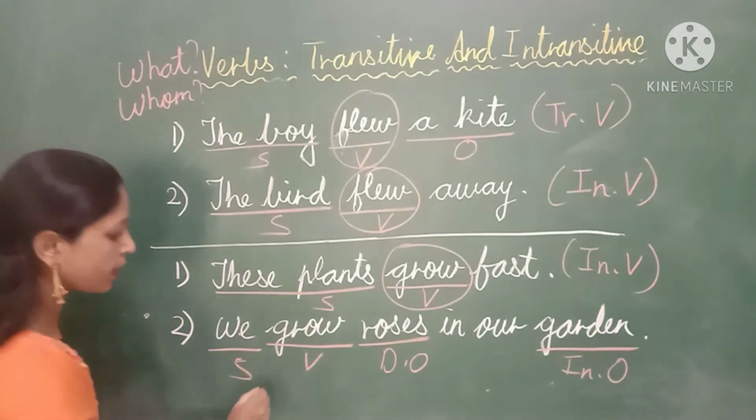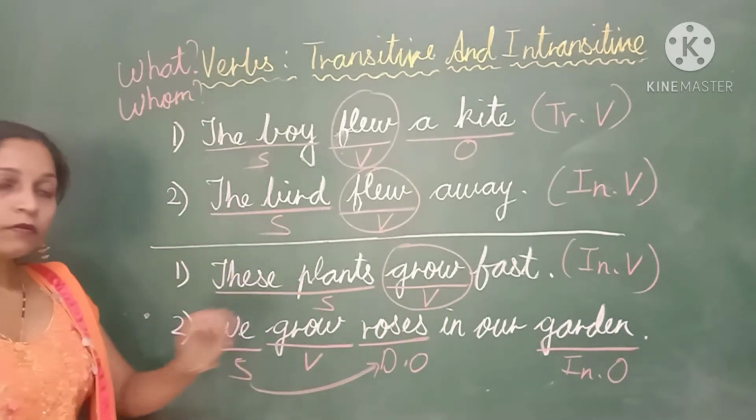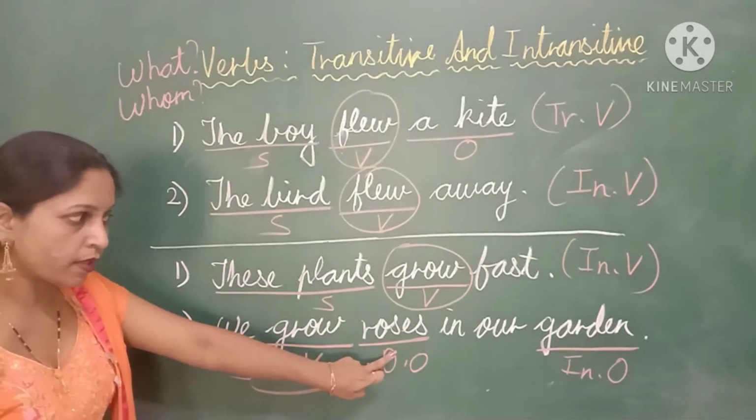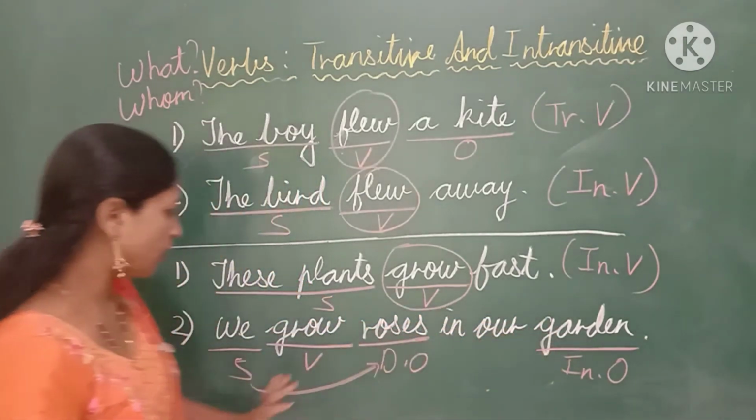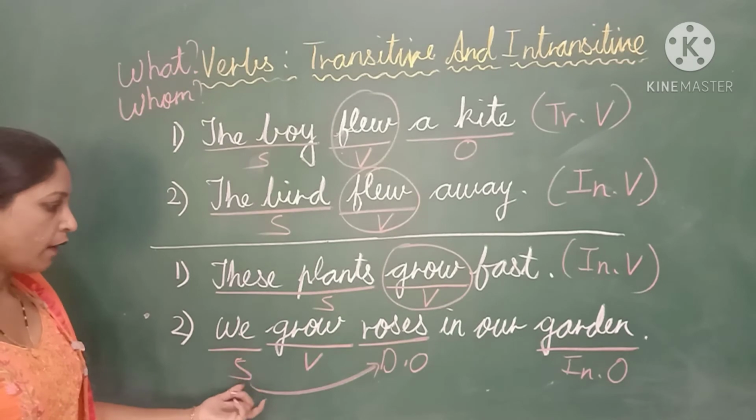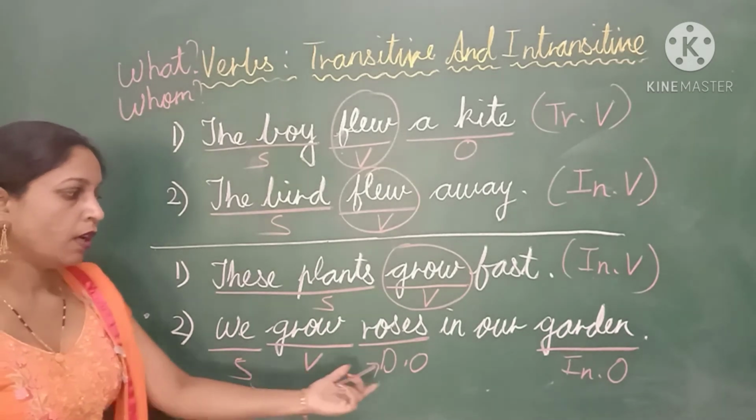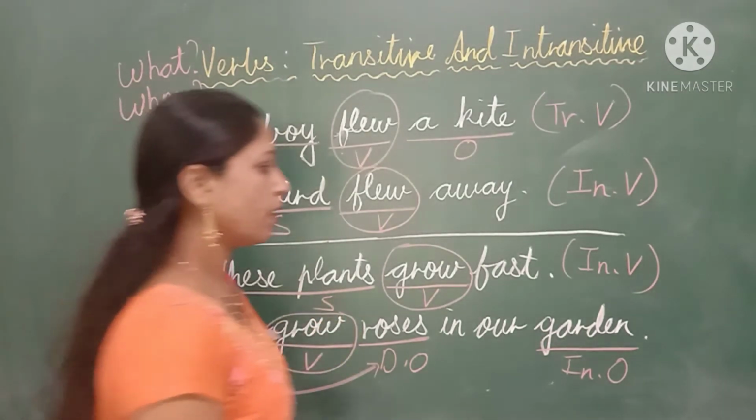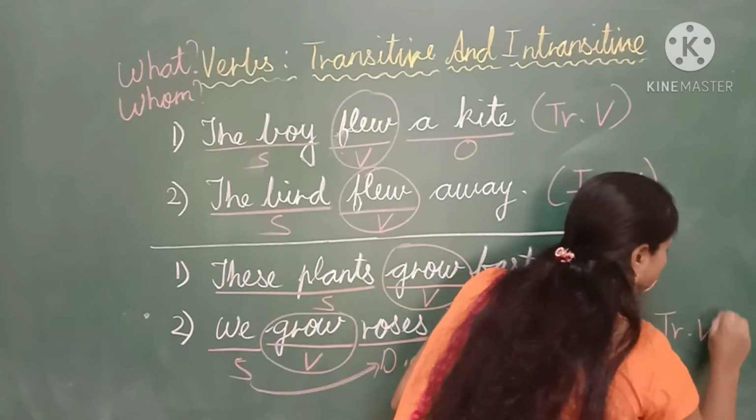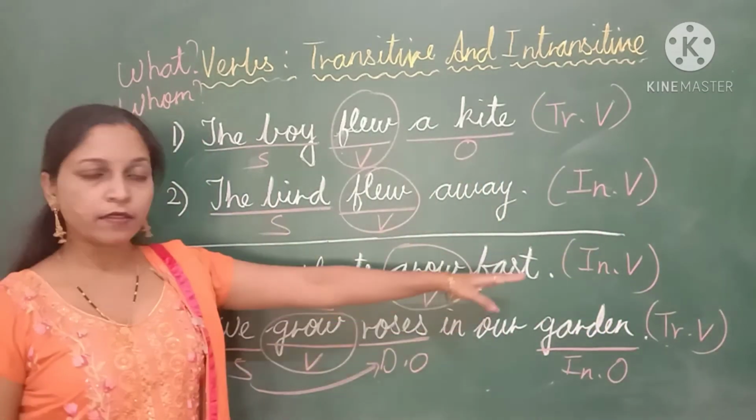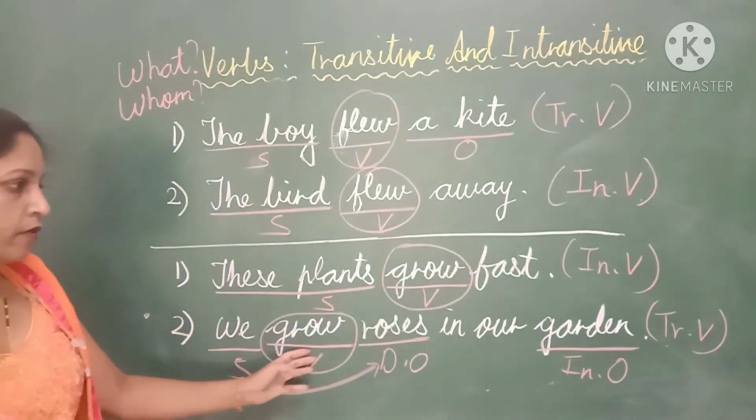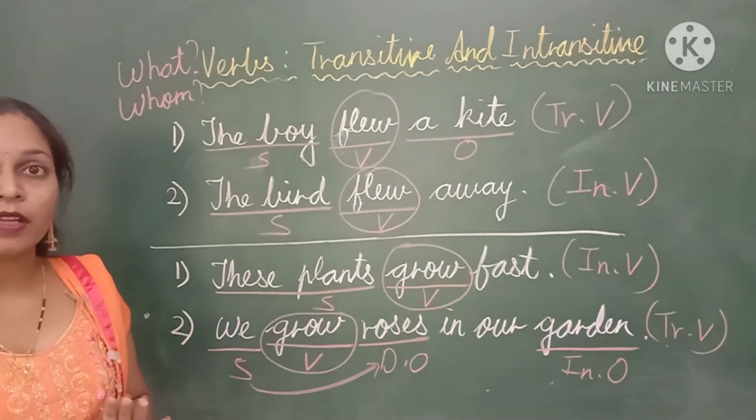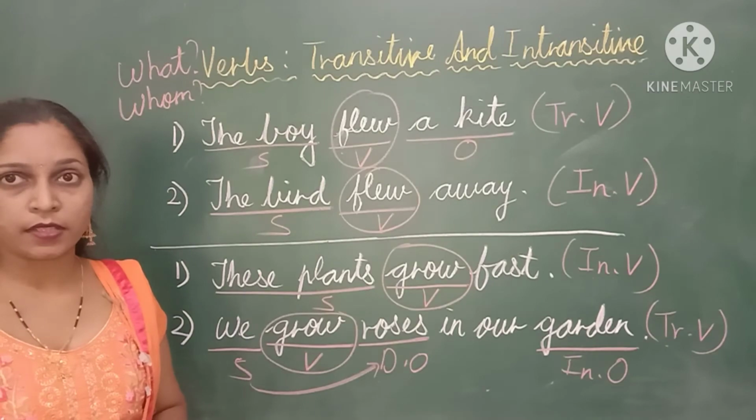Okay. So always the subject does the action on the direct object. That is roses over here. The action is done on the roses first and then it goes to the garden. Okay. So here we have got subject, we have got verb, we have got object. That means grow here is transitive. So you see, sometimes it is intransitive without an object, sometimes it is transitive with an object. I hope everybody has understood transitive and intransitive verbs very clearly.